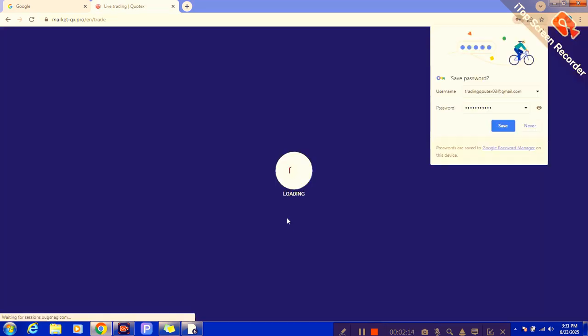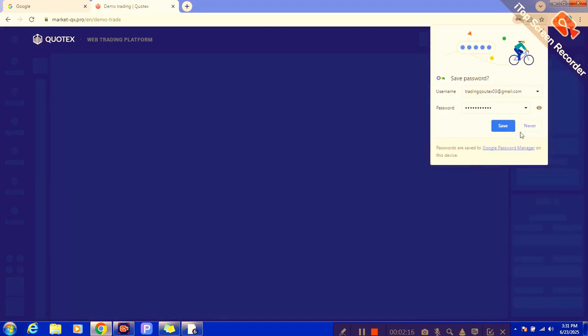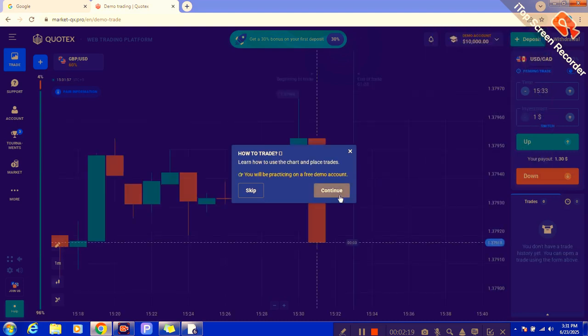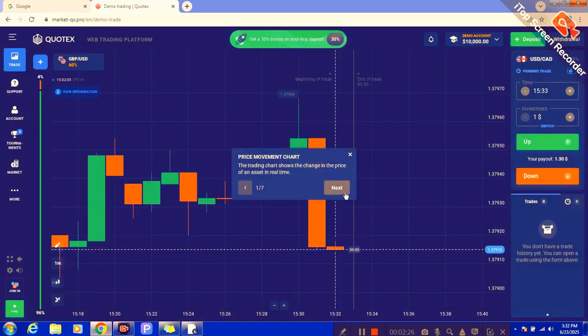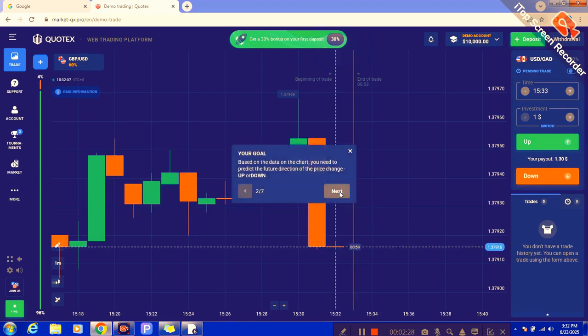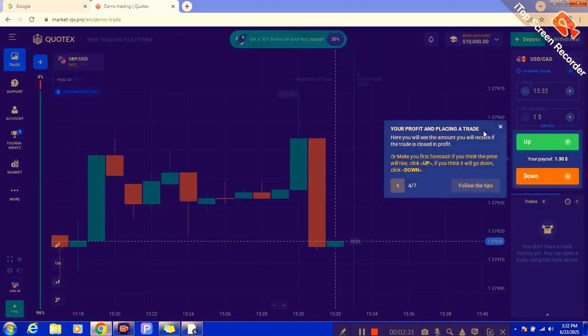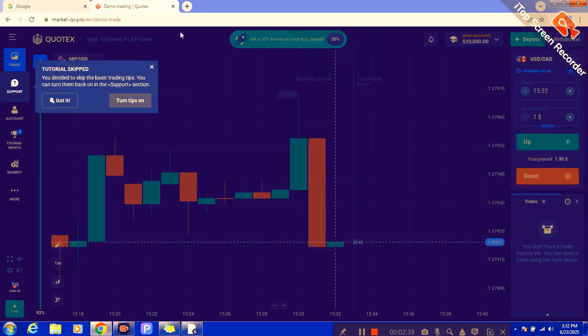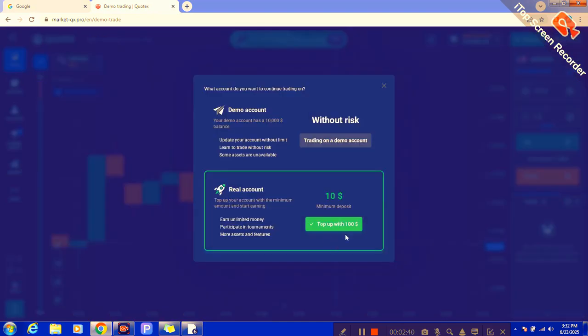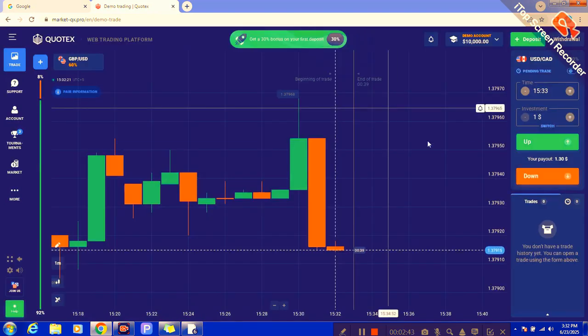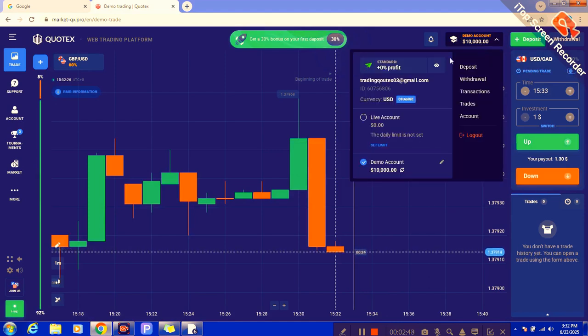Okay, so you will get this interface. This one you can continue, next, again next, again next, and you can close this. Close all the things. So here, as you can see at the top, we have two types of accounts.